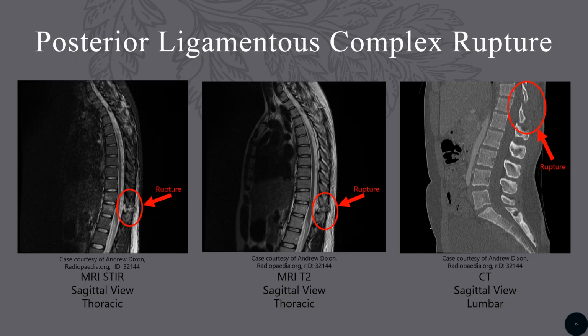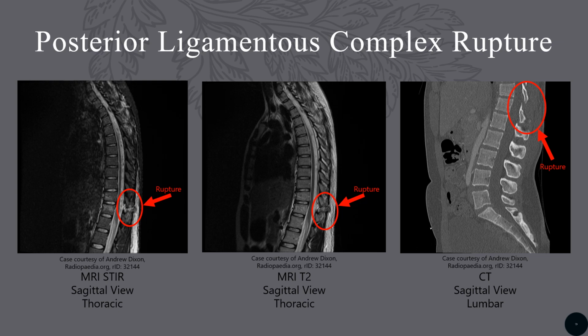Posterior ligamentous complex, also known as PLC injury, is a tear or rupture of the posterior spinal ligamentous complex. This complex consists of the ligamentum flavum, supraspinous ligament, interspinous ligament, and the facet joint capsule. This is also called the osteoligamentous complex. These injuries typically occur in the thoracolumbar region of the spine.